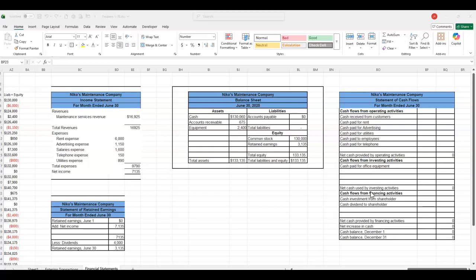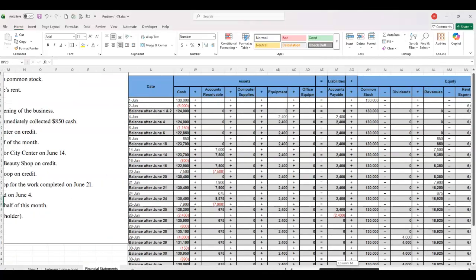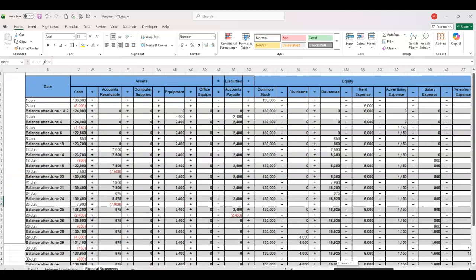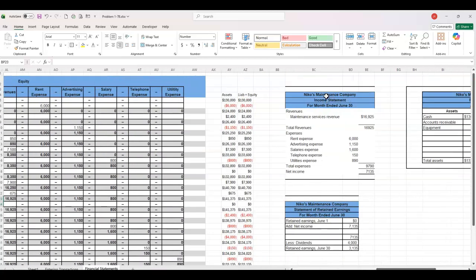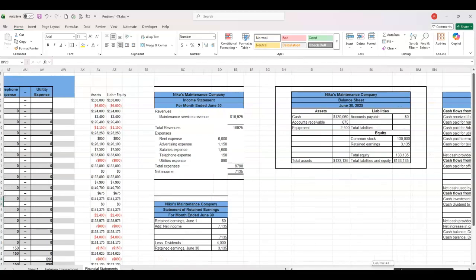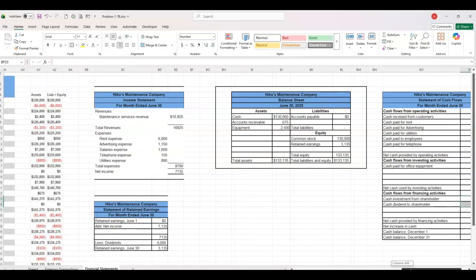Okay, this video is the last in a series. We had the first video where we created this spreadsheet using these transactions. In the second video we created an income statement. The next one we did a statement of retained earnings, and the one just before this we did the balance sheet. And now we're going to do the statement of cash flows.